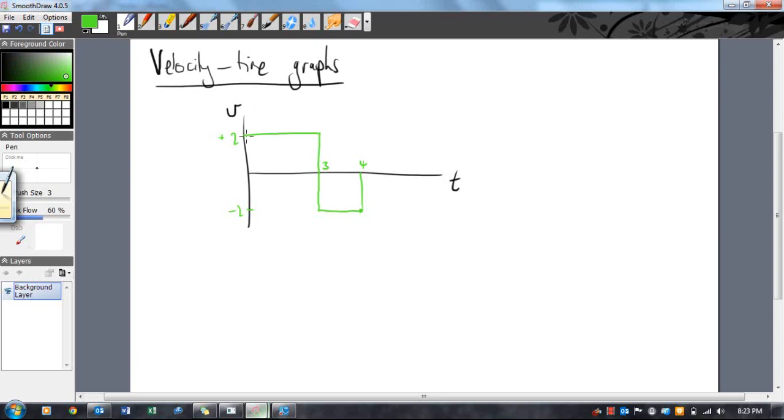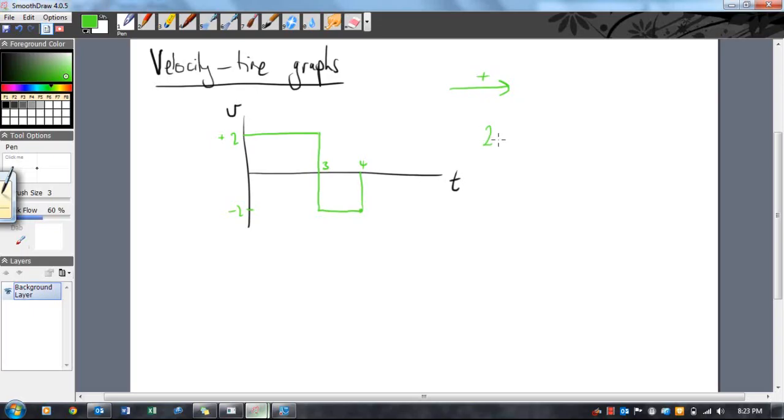So I'm walking at 2 meters per second to the right. Let's just say the right is positive. For 3 seconds, I stop, I turn around and walk in the other direction at -2 for 1 second, up to 4 seconds. If you think about that, how far have I travelled in that time? So I'm walking at 2 meters per second for 3 seconds. How far do I travel?